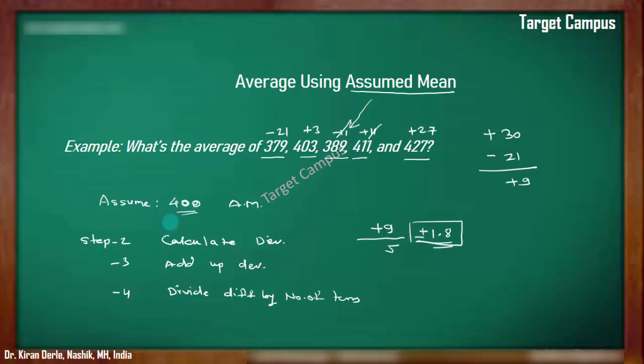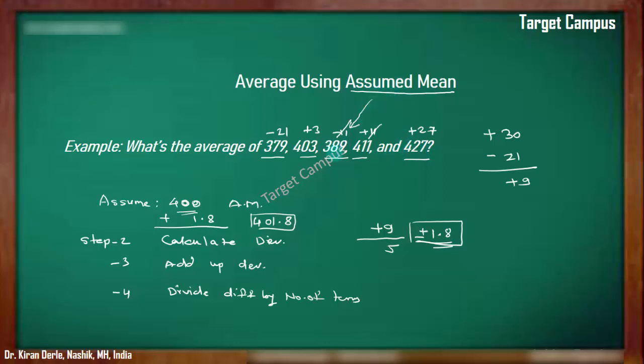So we will have to add this 1.8, because this is positive. So our actual average will become 401.8. I hope you have got this, right? We do not have to add all these numbers, right? Once you understand, things become pretty much easy. You can do it mentally, guys, right?